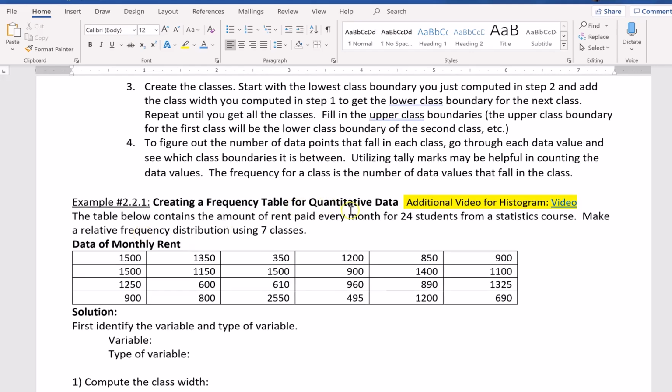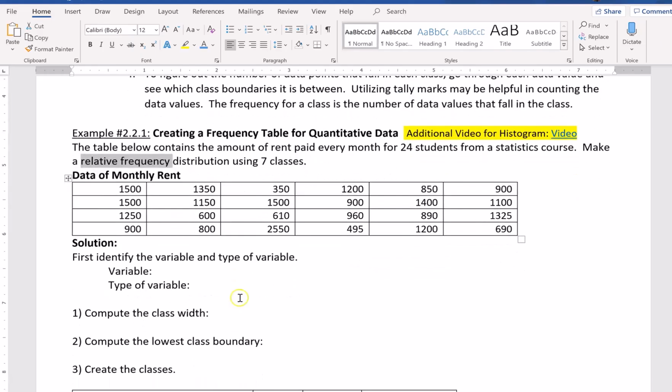If you need more help after this example, feel free to watch this video. The table below contains amount of rent paid every month for 24 students from a statistics course. Make a relative frequency distribution using 7 classes. So right away you should be thinking of or seeing the relative frequency. Here's your data. You want to identify the variable and type of variable. So what are we looking at? The variable is the amount of monthly rent.